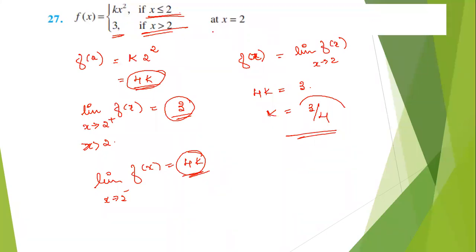So understood, right, how to find the value of k? Because it's already given the function is continuous, we need to find for what value of k. So you just need to equate the right hand limit, left hand limit and the value of the function. Then you get the value of the unknown variable.